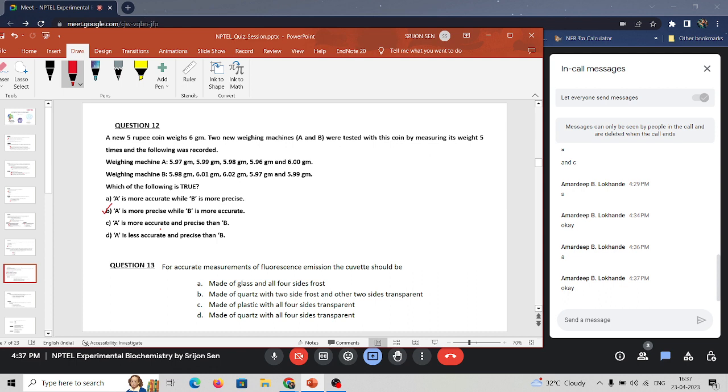Okay, question number 13. For accurate measurements of fluorescence emission, the cuvette should be... What should the cuvette be made of? What should be the composition of your cuvette? Should it be made of glass, plastic or quartz, and should the sides be frosted or transparent? What should it be?